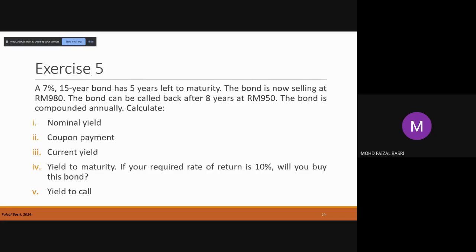It's a 7% bond, a 15-year bond in total with 5 years left to maturity. The bond is now selling at 980. It can be called back after 8 years at 950. So this is the call price. And the bond is compounded annually, right?